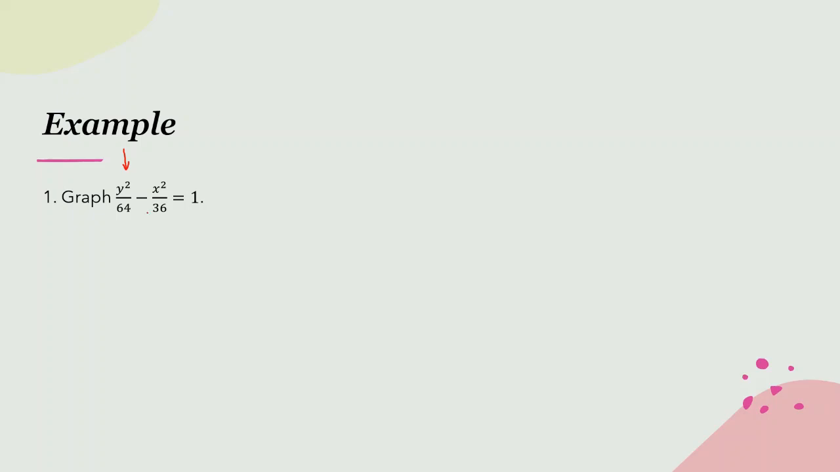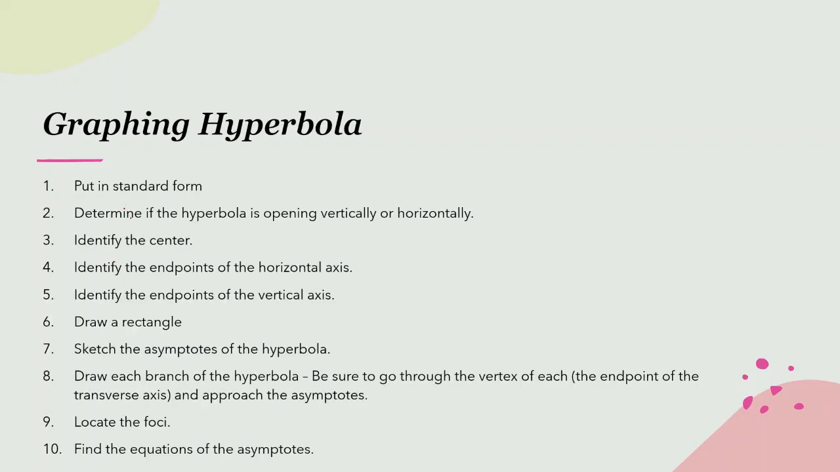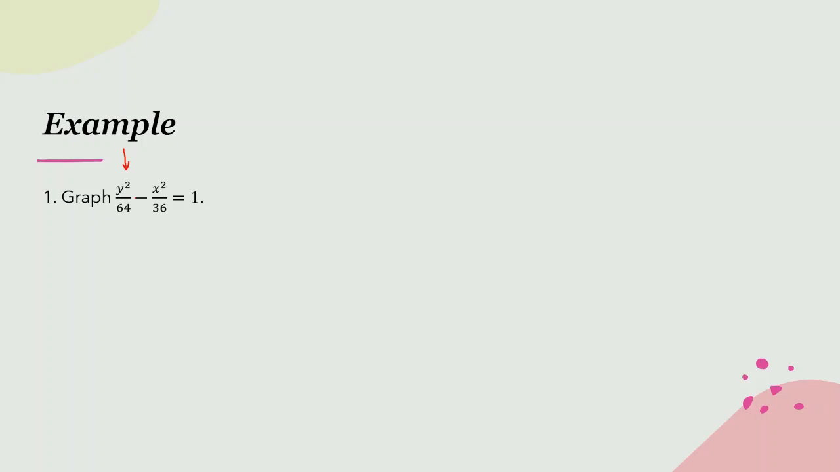That being said, following our procedure here, we have already put it in standard form. We've already determined that the hyperbola is opening vertically. And the third one is we have to identify the center. From here, as you can see, we don't have values for h and k, so the center is at 0, 0. If we try to graph that in a Cartesian plane, our center is at the origin.